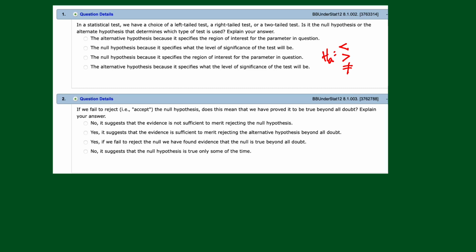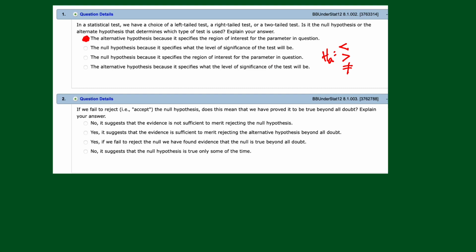So let's see if that's one of our options. The first one says the alternative hypothesis because it specifies the region of interest. I think that's it right there. It's not going to be the null hypothesis. It's the alternate because it specifies a level of significance. No, that's not it. So I'm going to go with that choice right there.